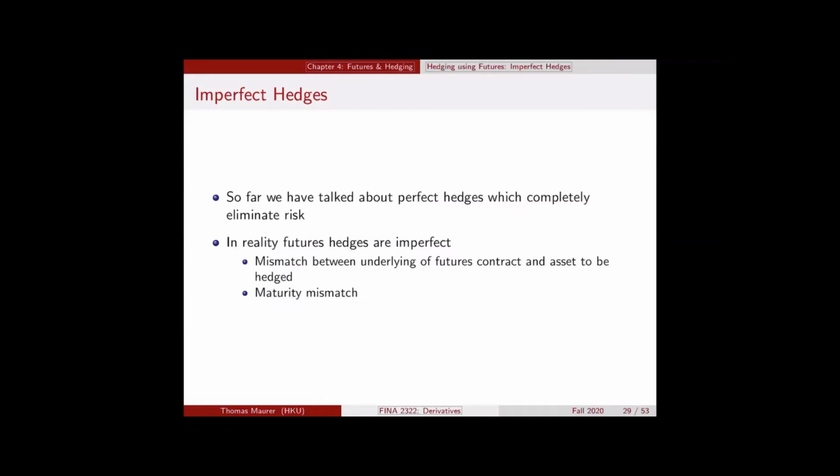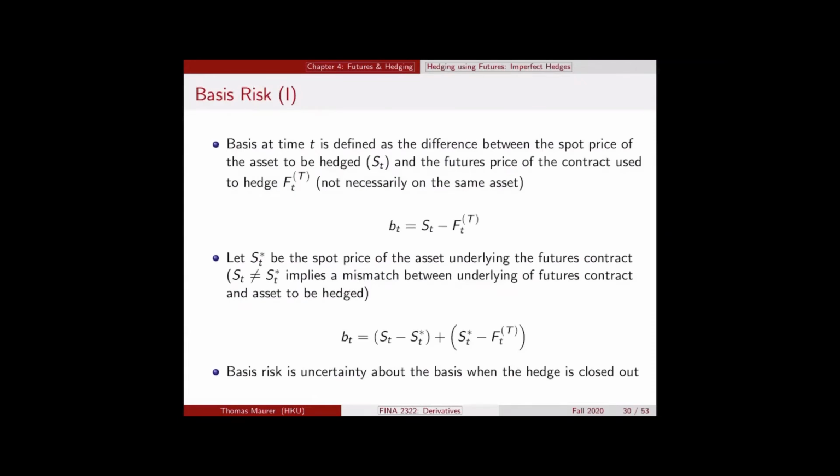The second reason would be a maturity mismatch. So let's suppose I want to hedge a risk until the end of October, but I only have a futures contract which expires in mid-November. So therefore, the time until when I want to hedge the risk is not exactly the same as the maturity date when the futures contract expires. These types of imperfections will introduce basis risks.